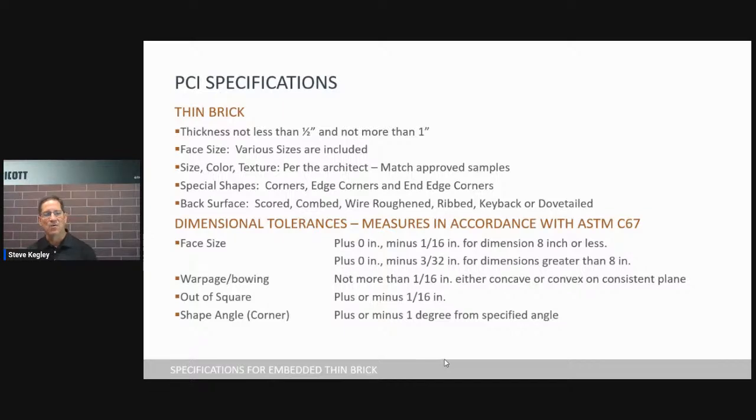So we're going to talk about warpage and bowing. We'll get a little bit more specifics here on that. Talking about being out of square, that's more in reference to the corners and things like that. Typical thin brick flats, the way they're made, are perfectly fine in terms of square. And then shapes and stuff like that, we're talking about 1 degree plus or minus. But we'll get into that just a little bit.